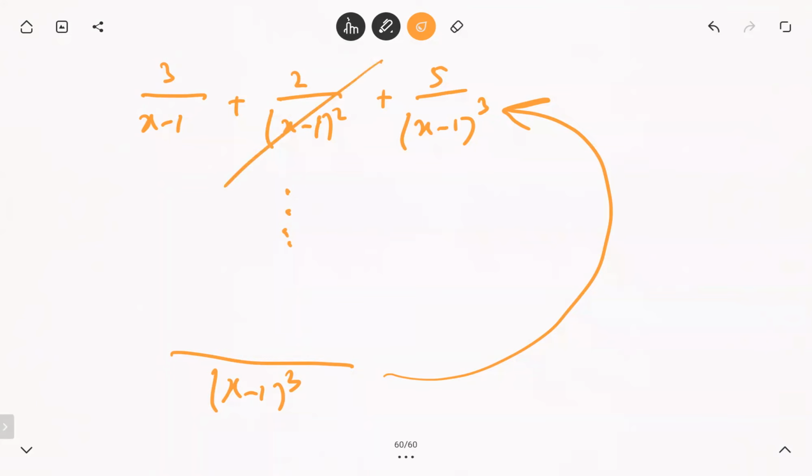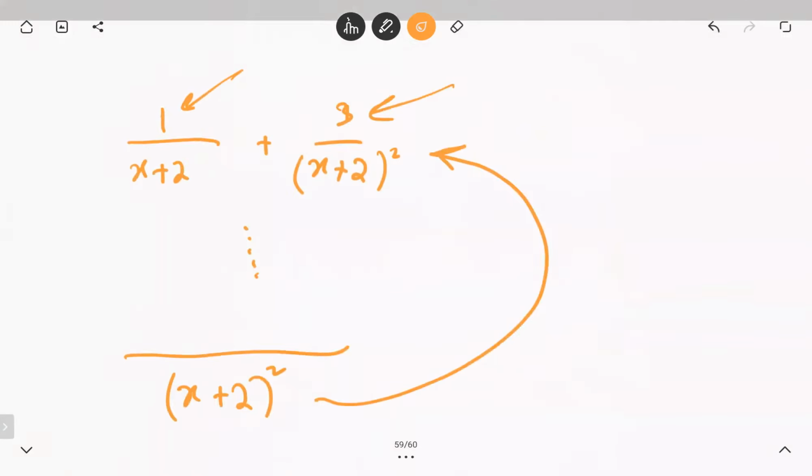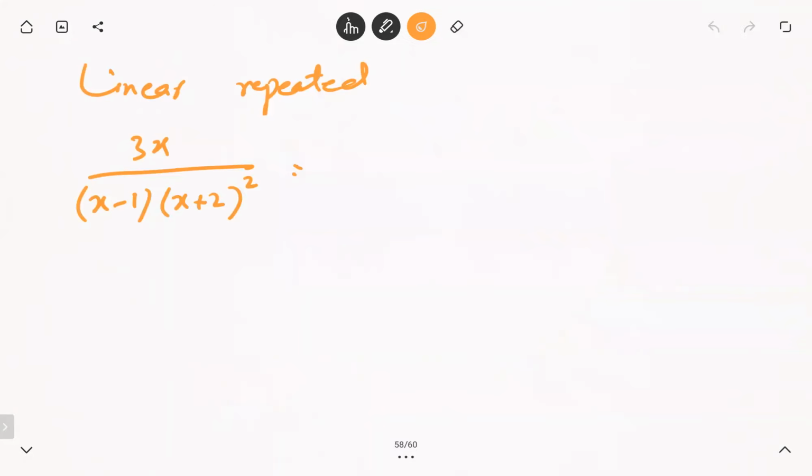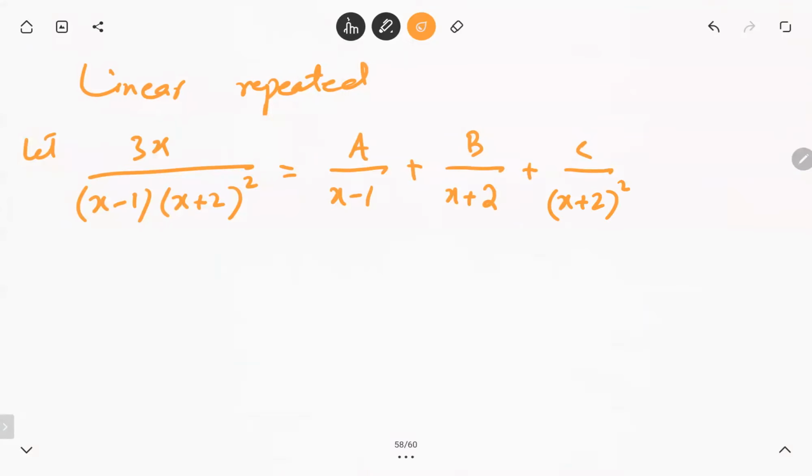So I am going back to the original. It is linear repeated, जब आपके पास ये questions होंगे, so the first step will be different and that will be supposition. इसको लेट कैसे करेंगे? a over x minus 1. Now the second, x plus 2 whole square is repeated. So how will you let that? b over x plus 2 plus c over x plus 2 whole square.